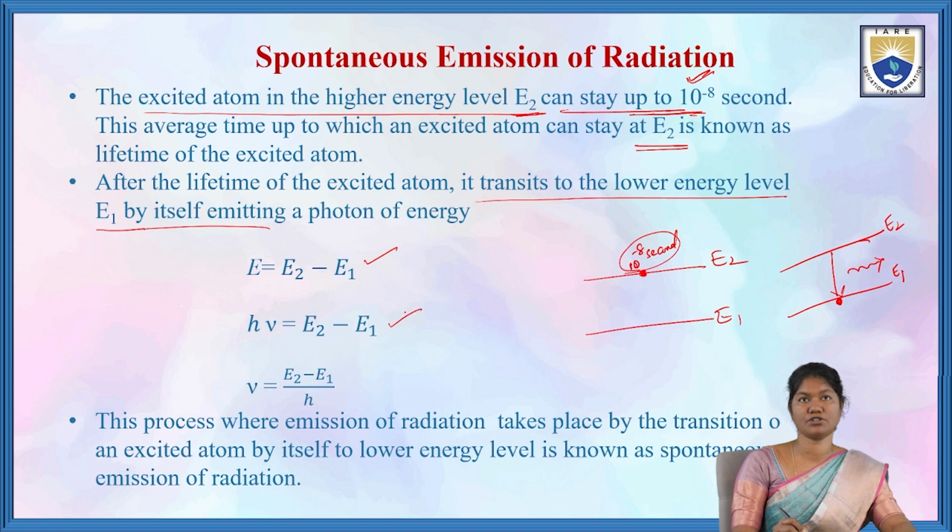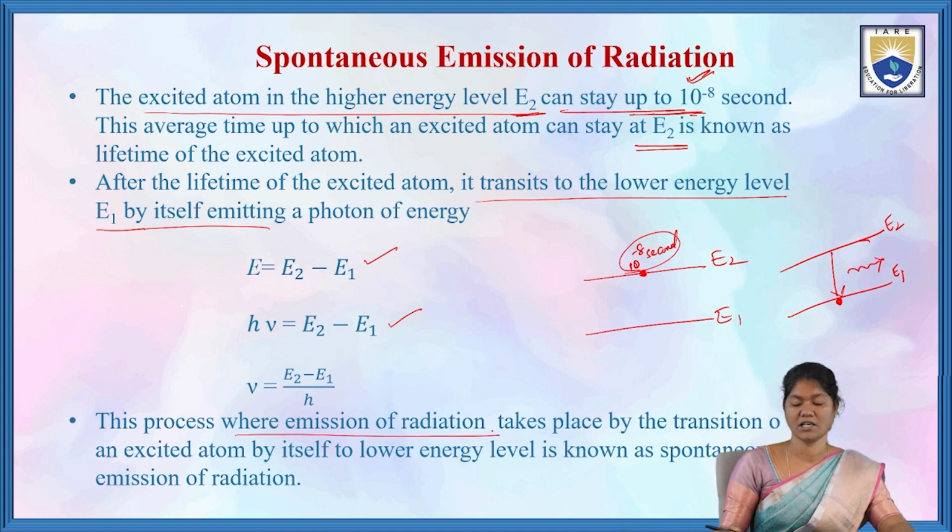H nu is equal to E2 minus E1. That is, E is equal to H nu. So H nu equals E2 minus E1, then nu equals E2 minus E1 by H. So this process, where emission of radiation takes place by the transition of an excited atom by itself to a lower energy level, is known as spontaneous emission of radiation.